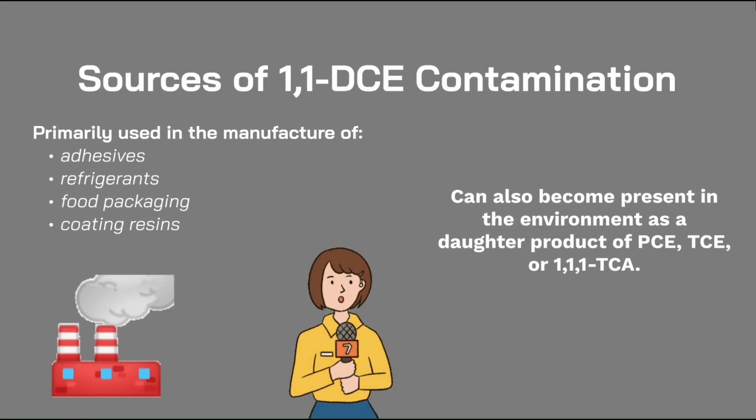1,1-DCE is primarily used in the manufacture of adhesives, refrigerants, food packaging, and coating resins. Spills at facilities that use 1,1-DCE can introduce it into the environment. 1,1-DCE can also become present as a daughter product of tetrachloroethylene, trichloroethylene, or 1,1,1-trichloroethane.